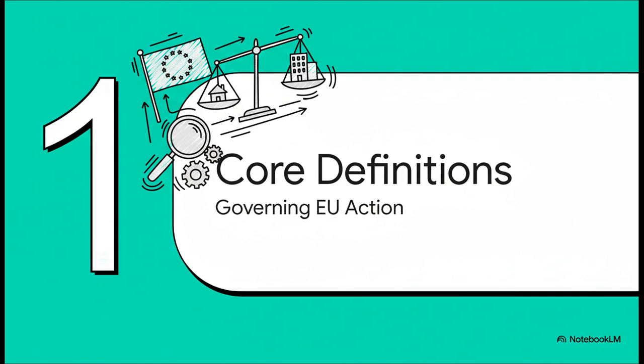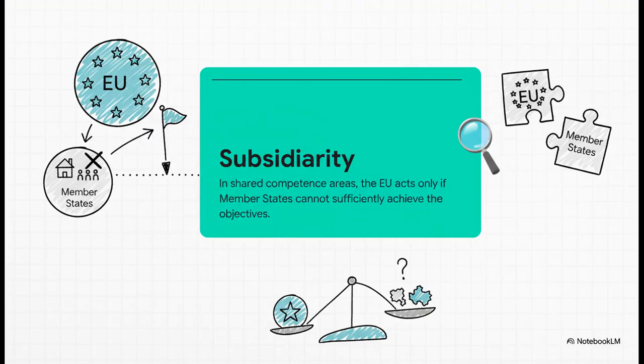You can think of these principles as the legal foundations that govern how the European Union is able to exercise its powers. First up is the principle of subsidiarity. This applies to policy areas where authority is shared between the EU and its member states, a concept we call shared competence. In these areas, the EU can only step in when it's clear that the member states can't achieve a specific objective on their own.